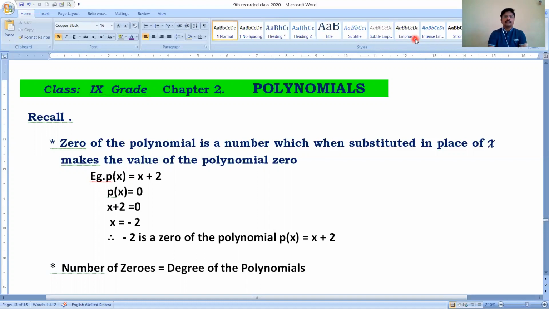Example: p(x) = x + 2, and p(x) = 0. Substitute it in the linear polynomial. What do we get here? x + 2 = 0, so x = -2 after transposing the 2 to the RHS. Therefore -2 is a zero of the polynomial. To cross-verify, put x = -2 here. p(-2) = -2 + 2 = 0. Therefore p(-2) = 0.